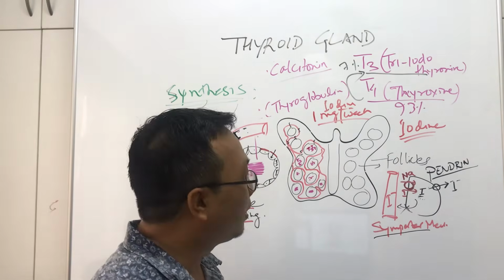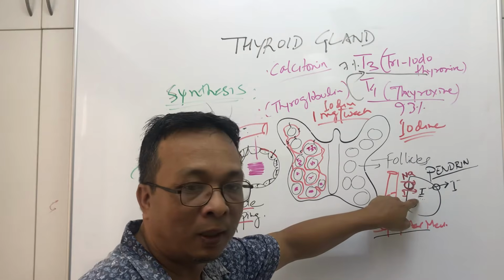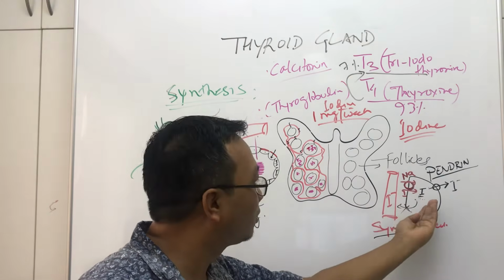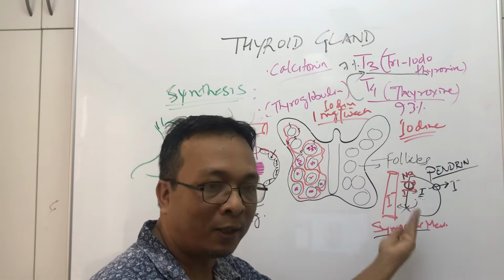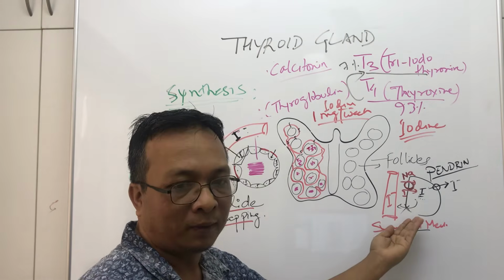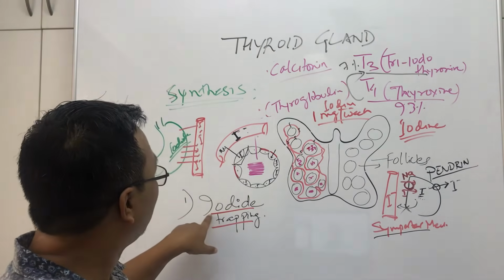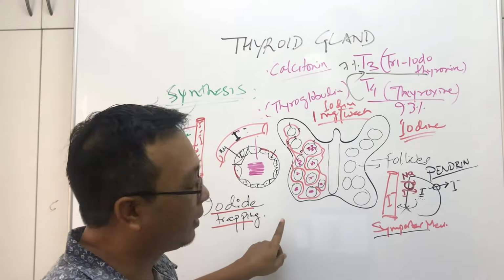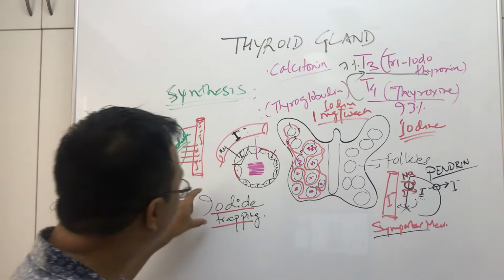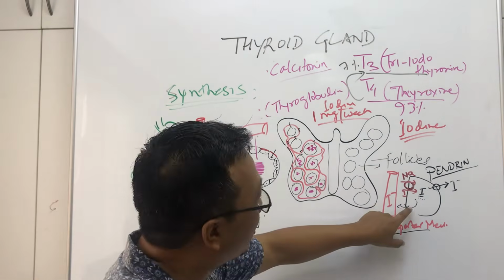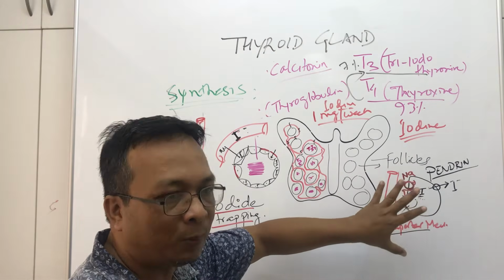Once iodide is conjugated with sodium and pushed inside the cells, this iodide cannot come back to the blood. There is no escape mechanism, no iodide channel, nothing else. So this iodide is literally trapped, and we call this step iodide trapping. The first step in thyroid hormone synthesis is iodide trapping. You can draw this diagram in the exam. You don't even need to explain.